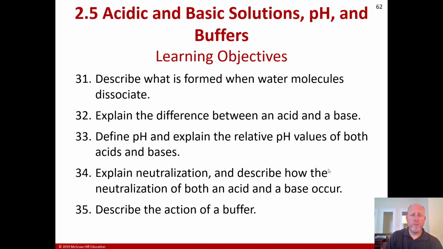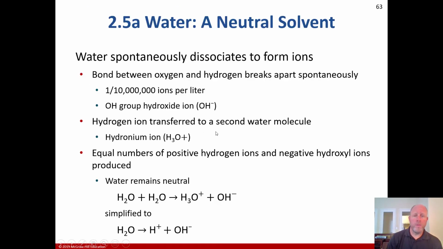All right, we're now in our fifth section of chapter 2, and we're discussing acidic and basic solutions, pH, and buffers. Our learning objectives are describing what is formed when water molecules dissociate, explaining the difference between an acid and a base, defining pH and explaining the relative pH values of both acids and bases, explaining neutralization and describing how the neutralization of both an acid and a base occurs, and describing the action of a buffer.